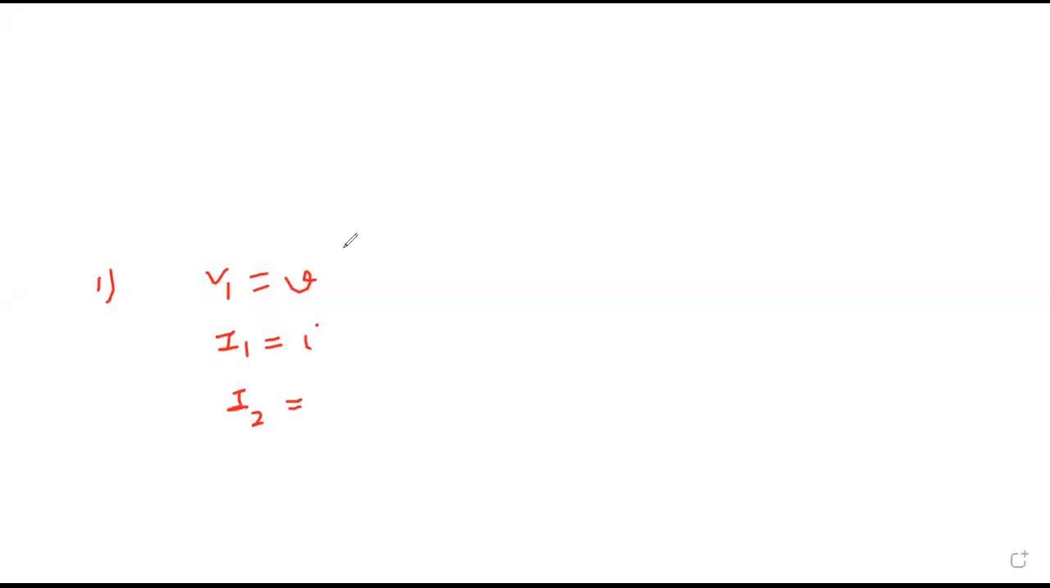When I2 becomes 2I, then the same metal having double the area, A2 is double of A1. Then the drift velocity will become how much? New drift velocity. If it is the same metal, then electron density remains same.